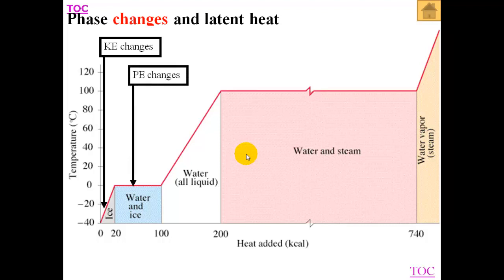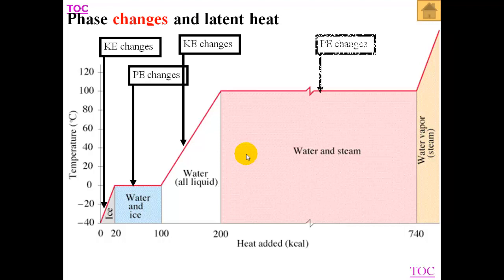Then when all that is melted, we have a change in kinetic energy as the temperature will start to increase again. Higher temperature means more kinetic energy. The potential will still be the same. And then in the next section, the potential energy is starting to change as more bonds are being broken, as it changes state from a liquid to a gas. And in the last section, it's just the change in kinetic energy. We have steam which is being heated.